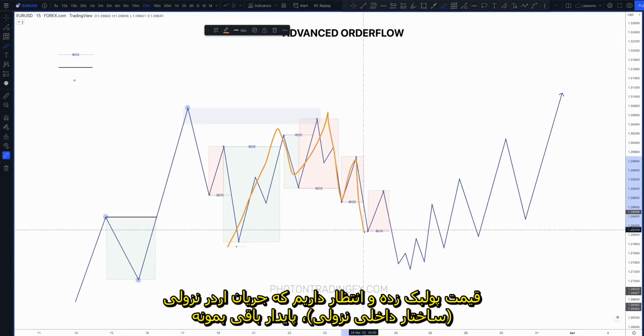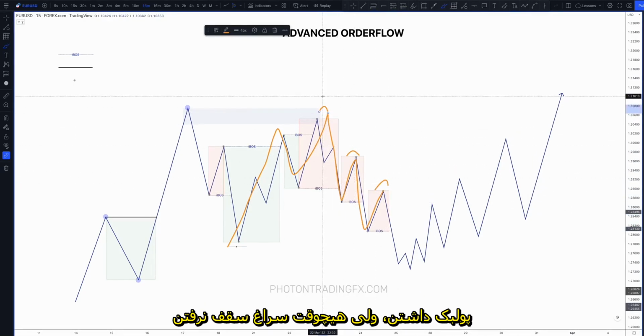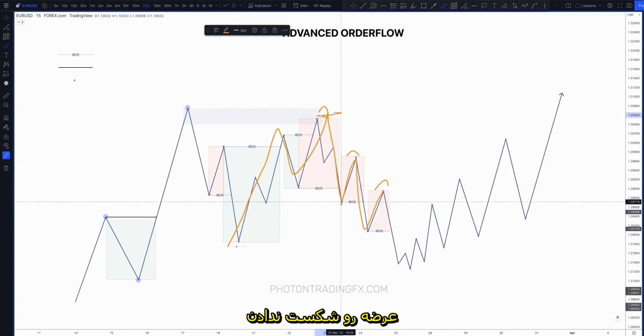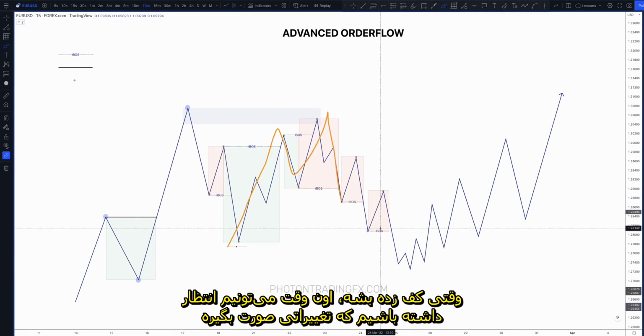Price then pulls back in, and we expect that bearish order flow, that bearish internal structure, to maintain itself where each of those protected lower internal highs are not breached, right? Pulls back, but it never takes the high, it never takes that supply, right? Exact same thing until that low goes. Once that low goes, then we can potentially expect something might change, right?